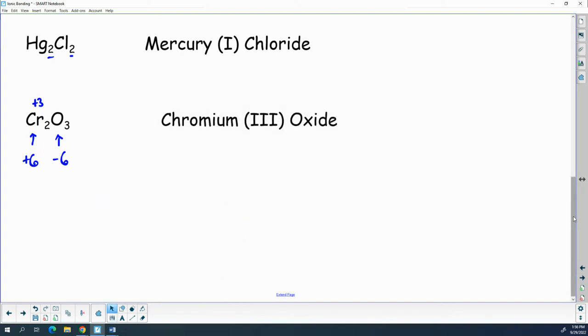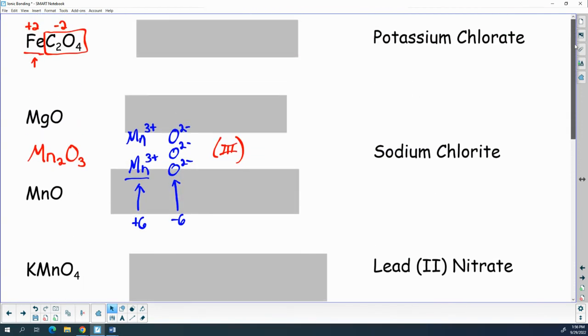And there it is. On this side, we're going to go from the name to the formula. We have potassium chlorate, and we haven't done any of these yet. So here's what you want to do. I'm going to write my potassium symbol, and I'm going to look on my periodic table. You'll find that potassium is in group 1 on your periodic table. And group 1 has one valence electron, and when it loses it, it always makes a +1 charge.